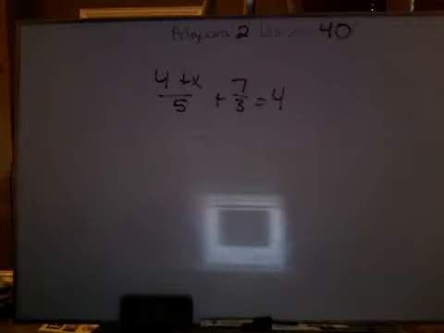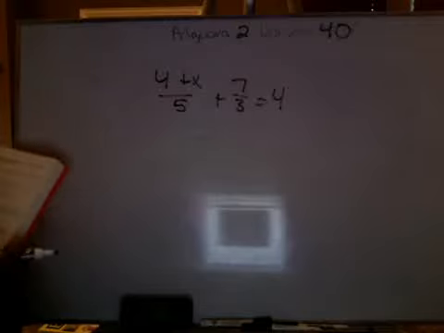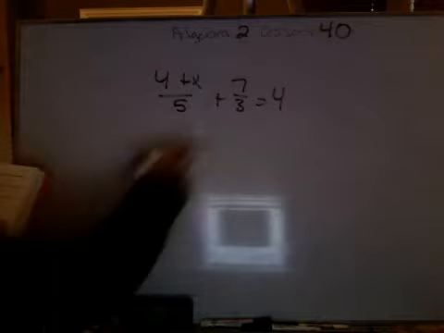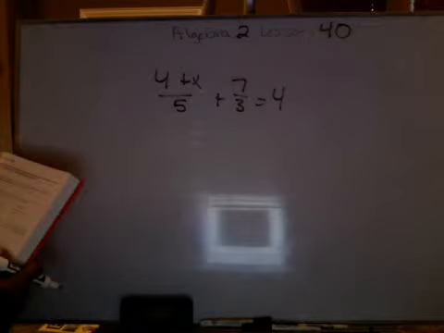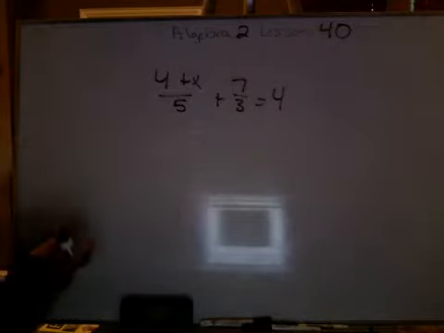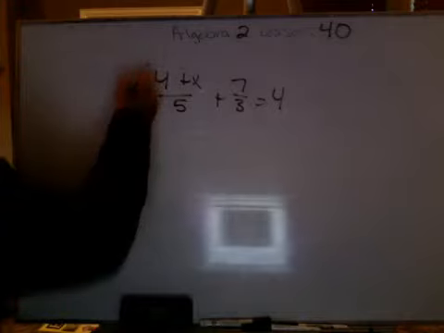Okay, we are on lesson 40 of Algebra 2. We're going to talk about abstract fractional equations. Now, when we did this kind of equation here, we said we can get rid of the denominator by multiplying every term in the equation by the LCM, which was 15.